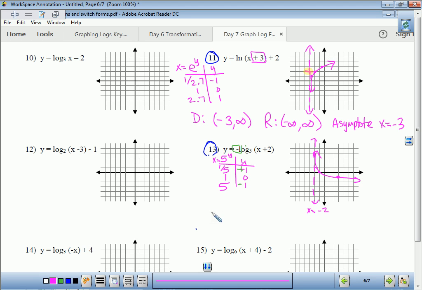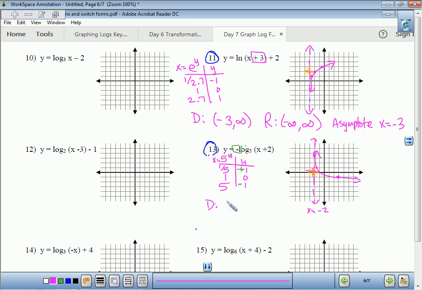Wait, did you count 5 from the last point? Or I counted 5 from right here, my starting point. And I forgot to put my crosshairs there. So over 5, down 1. Because it wasn't shifted up or down any, so that starting point is still on the x-axis.